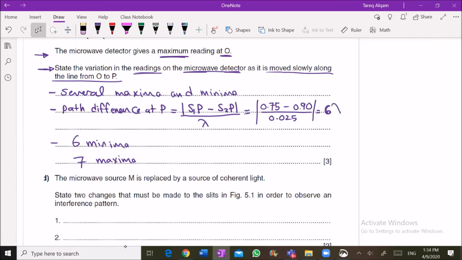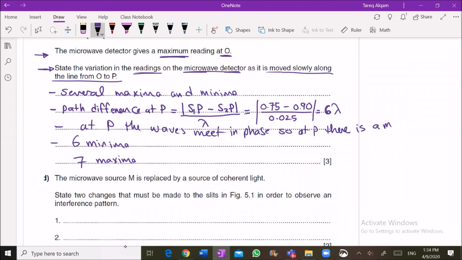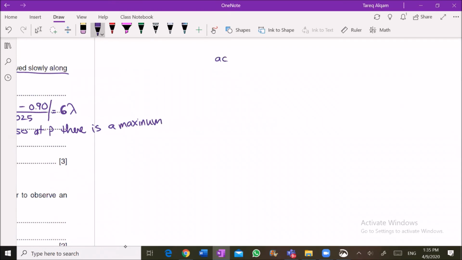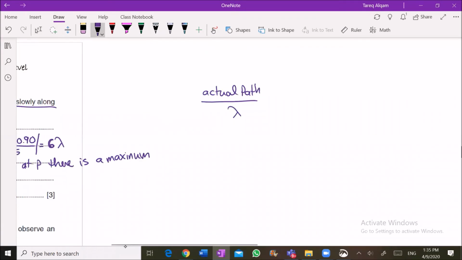Of course, when I get 6 lambda at P, sorry we forgot to write this, the waves meet in phase, right? So at P there is a maximum. First, we agreed that we divide the actual path difference by lambda. Let's agree on this first. If I get an integer, it means a maximum, or bright spot. If I get an odd integer over 2, it means a minimum.